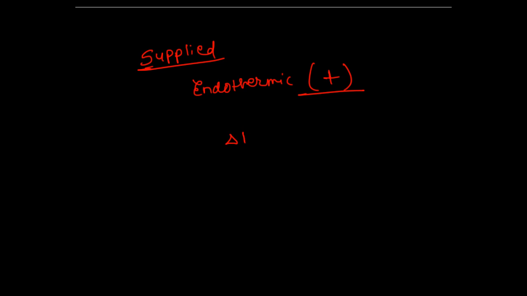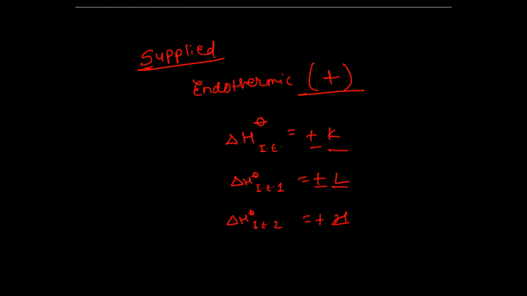Standard ionization energy is denoted in this way: delta H IE. So now the first ionization energy is denoted in this way: delta H IE 1, delta H IE 2, and so on. So ionization energy is endothermic, so in each case the value will be plus some value, and all of its signs are plus.